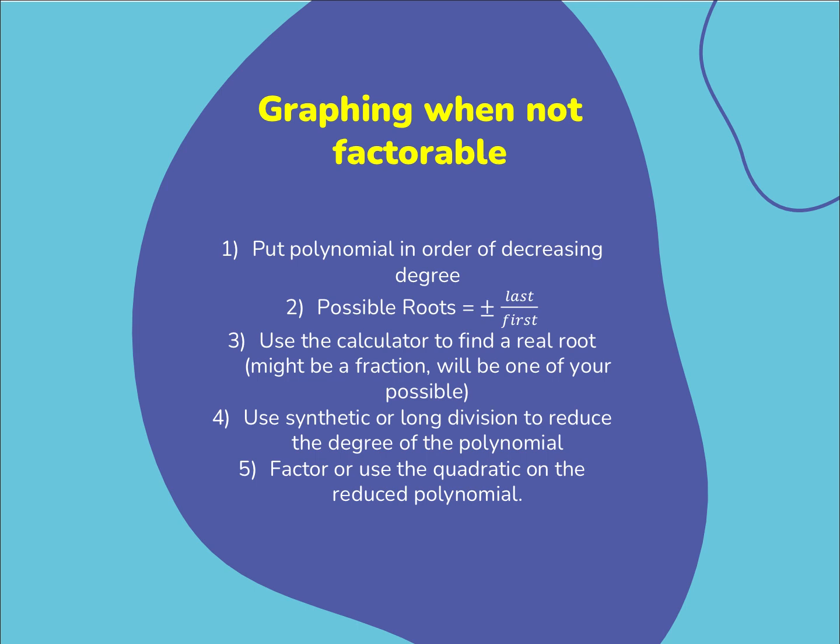All right, guys, graphing when not factorable. I'm doing it right now. Listen, you're going to put your polynomial in order of decreasing degree. We talked about that. We're going to do our P over Q, the possible roots. And we're going to use the calculator to find one of the roots. Once we discover one of the roots, then we'll use synthetic division.